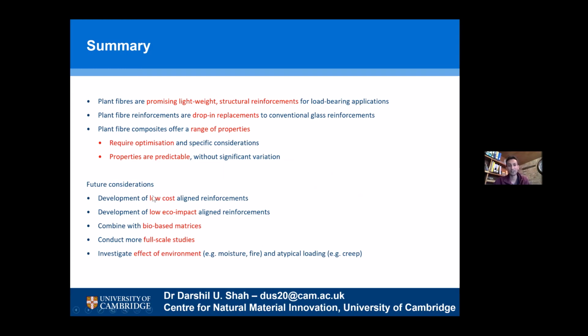Something else that we need to develop further is low-cost reinforcements that are also low environmental impact, because our current analysis demonstrates that they are not always necessarily cheap and environmentally friendly. I'm happy to take any questions that you may have, or focus on elements that you may want me to.